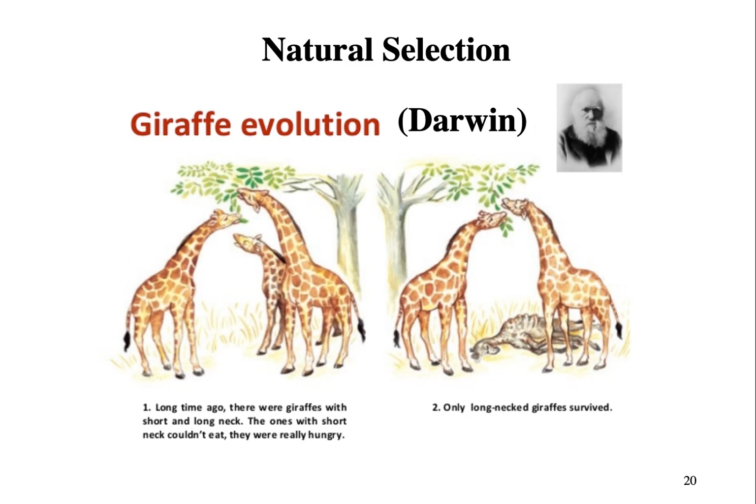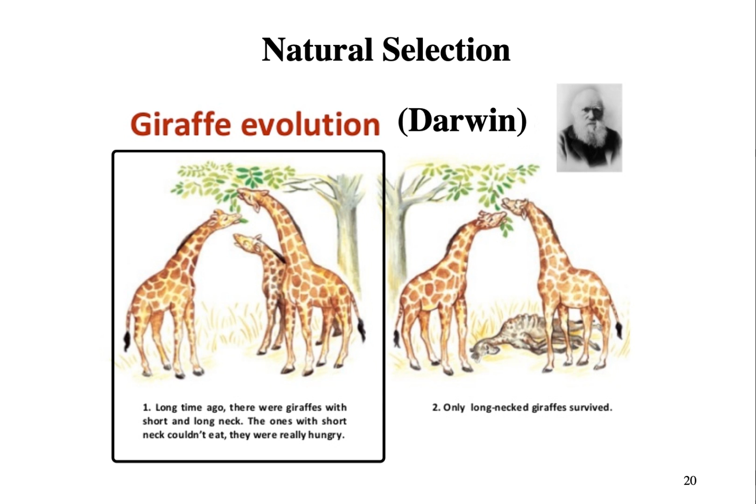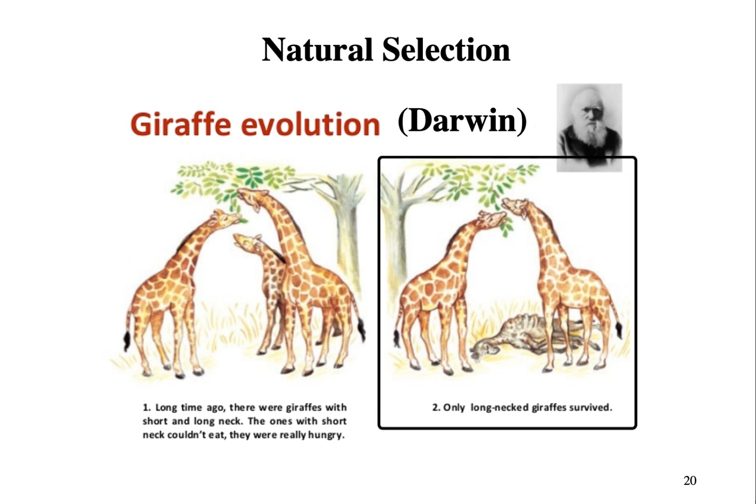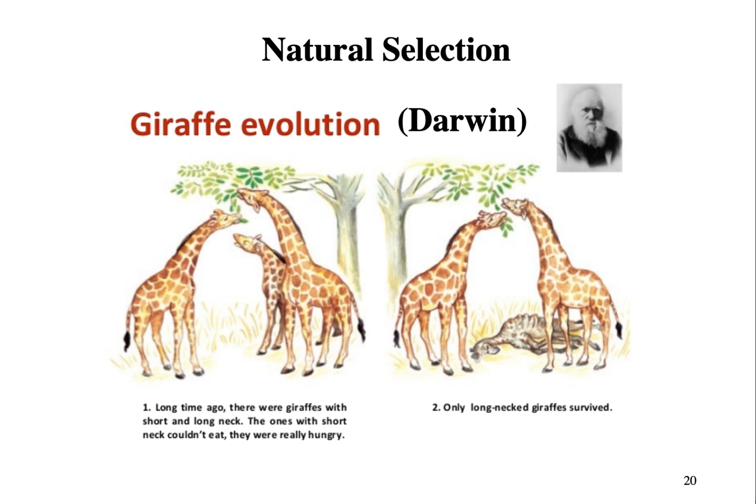One of the examples that is most often used is giraffe evolution. According to Darwin, then, you have giraffes with different neck sizes, and only the ones that can reach the branches eventually will survive long enough to reproduce. And so that's just natural selection.